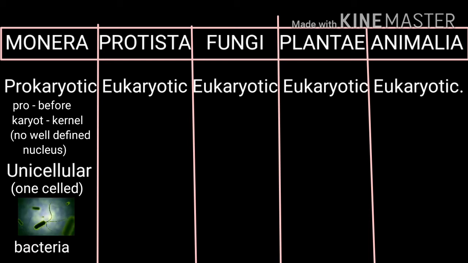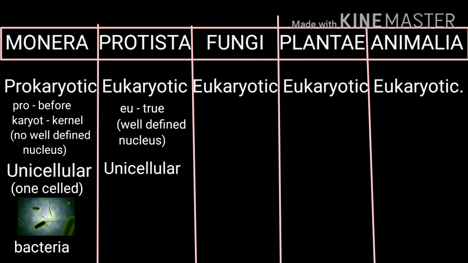For example, all the bacteria come in Monera because they do not have a well-defined nucleus and they are unicellular. The rest, all the four kingdoms, are eukaryotes. In eukaryotes, eu means well or true in Greek. So eukaryotes have a well-defined nucleus, meaning a true nucleus. They may be unicellular or multicellular. So unicellular eukaryotes come under the kingdom Protista. Amoeba is an example of Protista.